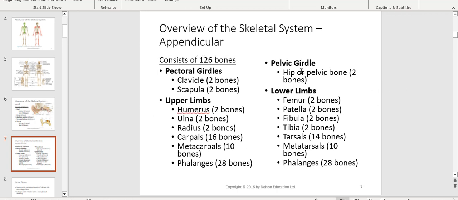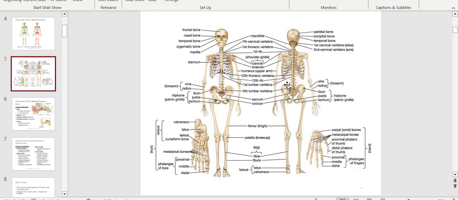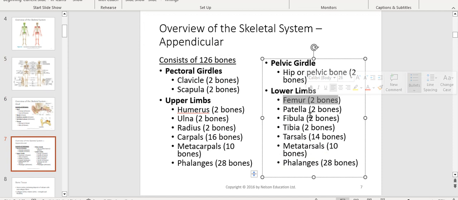The pelvic girdle, this is the upper portion there, the lower portion there, that's the hip, okay? The hip bone there, there's 2 portions, as we saw right here, right? 1 and 2. The lower limbs there, you got 2 femurs, 2 patellas, 2 fibulas, 2 tibias. Okay, that's in the lower leg there.